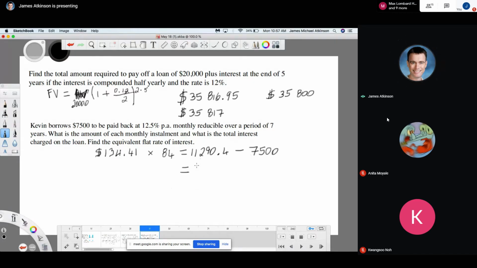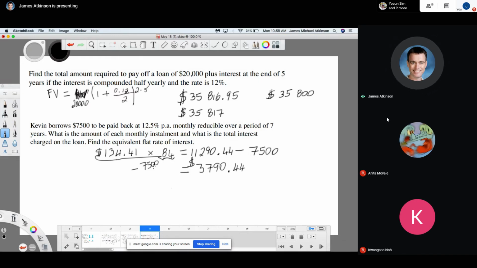Kevin not only owes the $7,500, he also has to pay more than half of that amount in interest. You see why getting into debt is such a bad thing? Oops, I missed a decimal place on the previous. There we go. Okay, so there's the amount that he pays off in interest. That's the total amount that he paid, and then of course minus the original amount. The difference will be the interest.